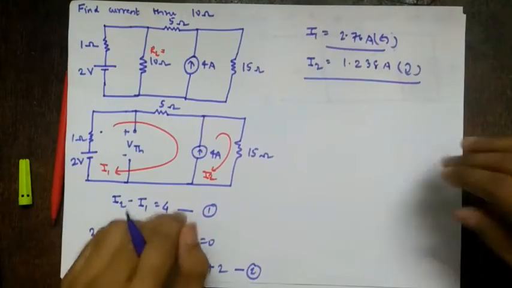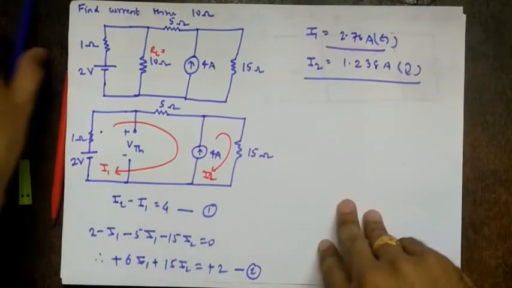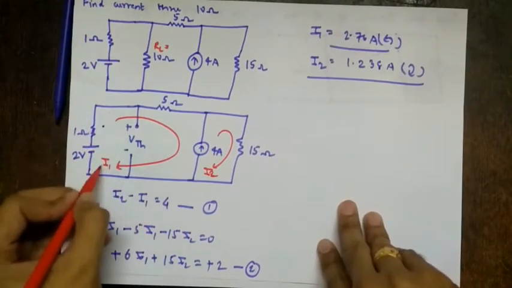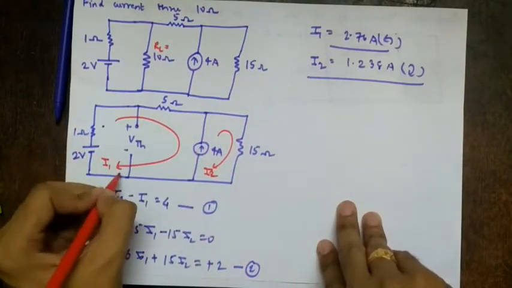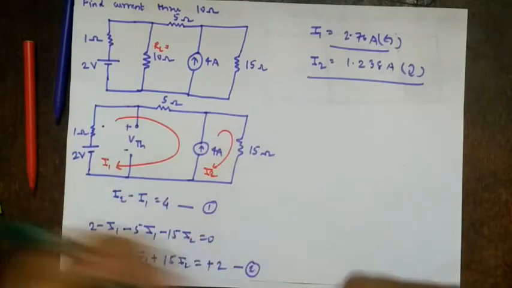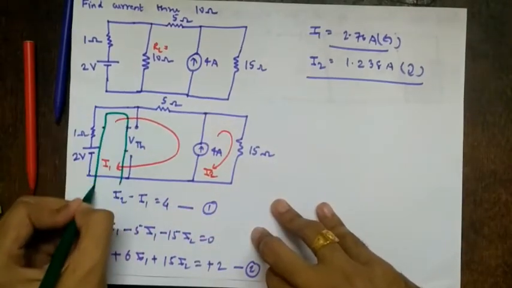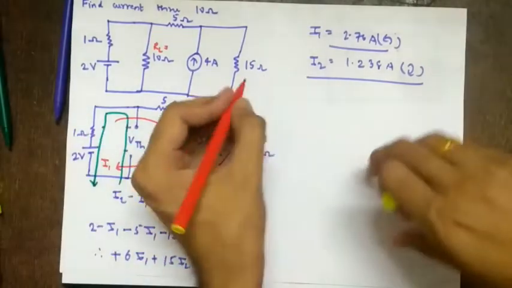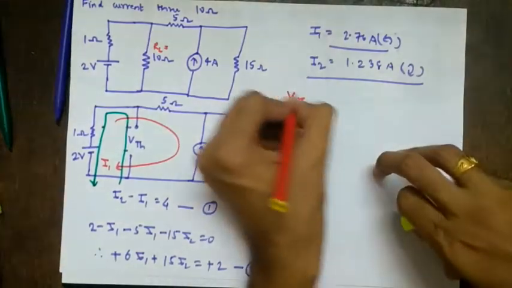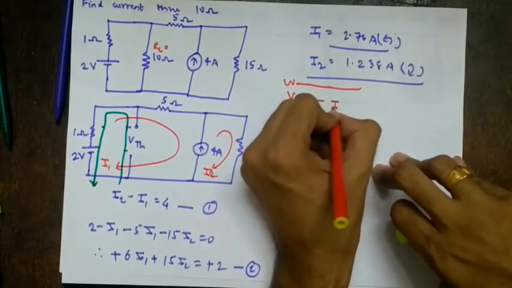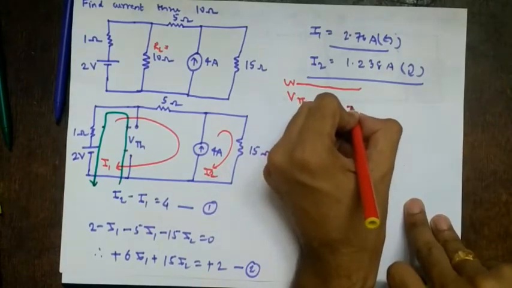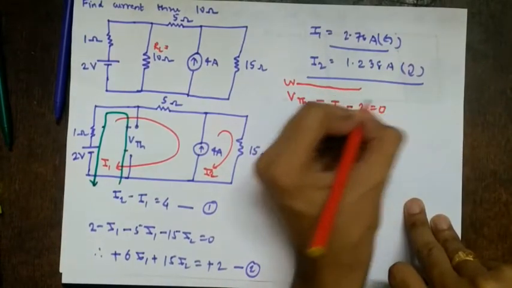So we have to find VTH, right? What path can we take? We can take either this path or this path. We cannot take this path because we don't know the resistance of this current source. So let's take this path. I'll use a green pen. So plus VTH. You have to write the KVL equation for VTH: VTH minus I1 minus 2 equals 0.